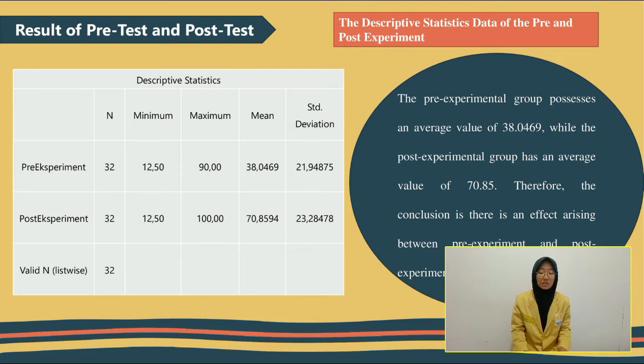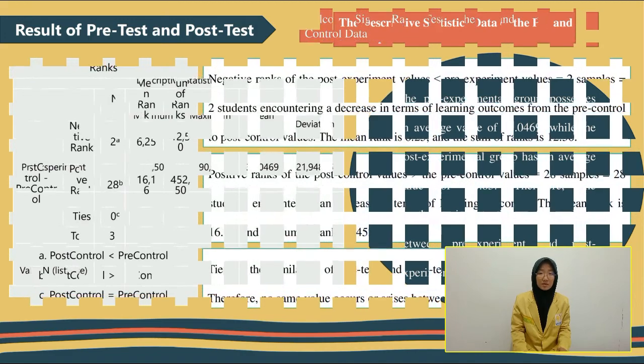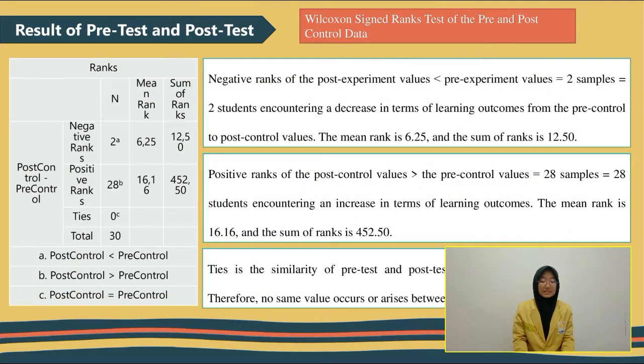Therefore, the conclusion is that there is an effect arising between the pre-experiment and post-experiment. The next table is the Wilcoxon signed ranks test of the pre and post control data. In this way, we can conclude that the negative ranks of the post-experiment value are smaller than the pre-experimental value. There are two samples. It means that two students incurred a decrease in learning outcomes from the pre-control and post-control values.